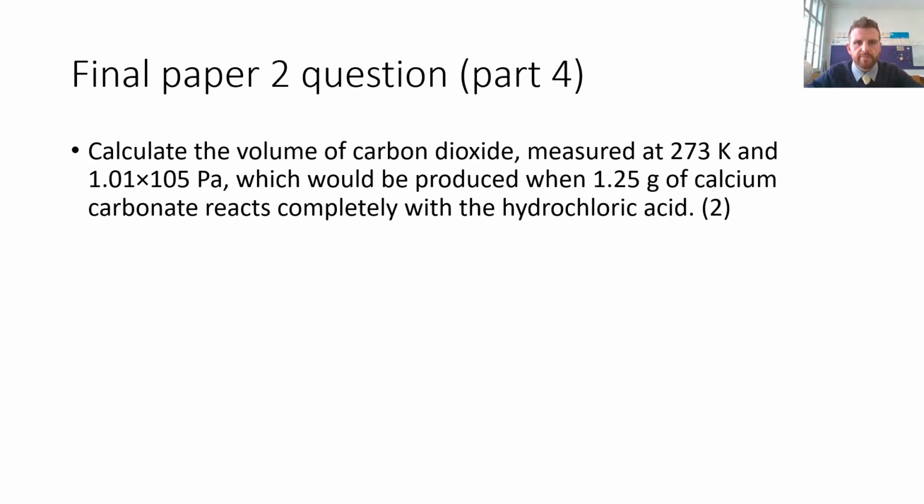All right, cool. Last part. We need to calculate the volume of carbon dioxide measured at that temperature and at 101 times 10 to the 5th, that's supposed to be an exponent, which could be produced when, and so on. So we're going back to our balanced equation.